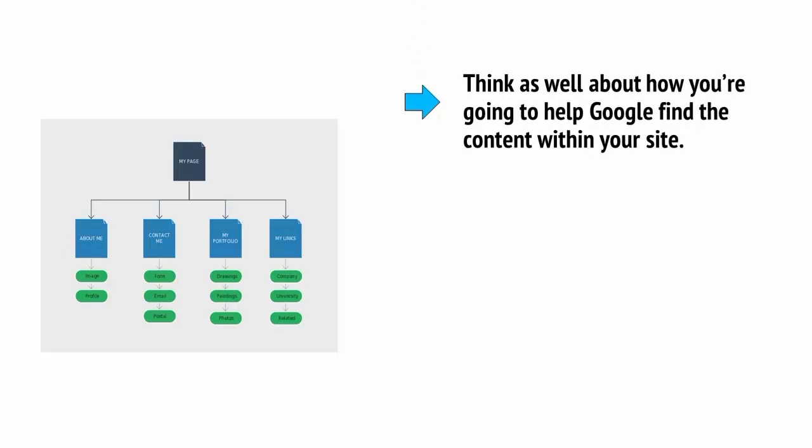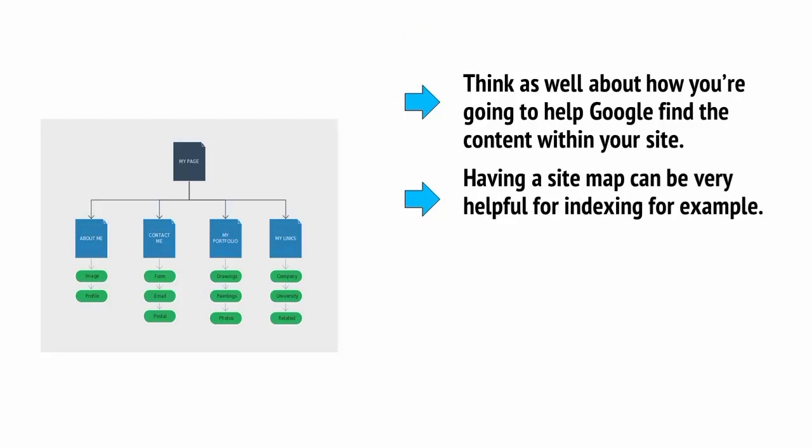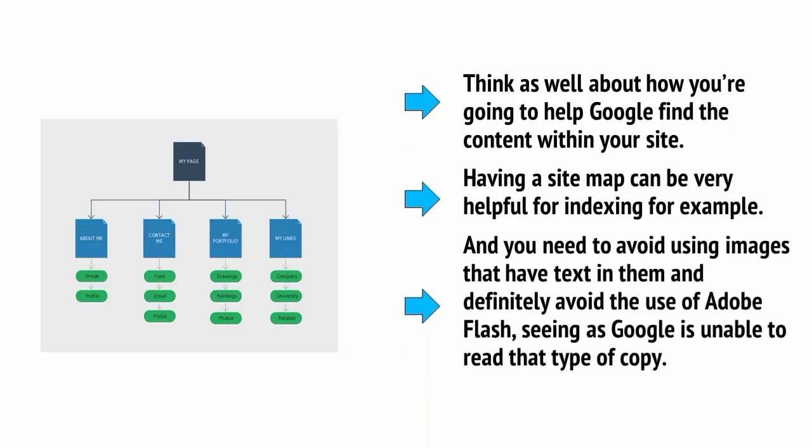As I mentioned, there are a few miscellaneous tips that can also help to improve your on-page SEO. For example, it's generally accepted that using copyright notices and legal disclaimers can be seen as a positive sign by Google that these will make your website look more professional and more like a real business. Think as well about how you're going to help Google find the content within your site. Having a sitemap can be very helpful for indexing, for example. And you need to avoid using images that have text in them and definitely avoid the use of Adobe Flash, seeing as Google is unable to read that type of copy.